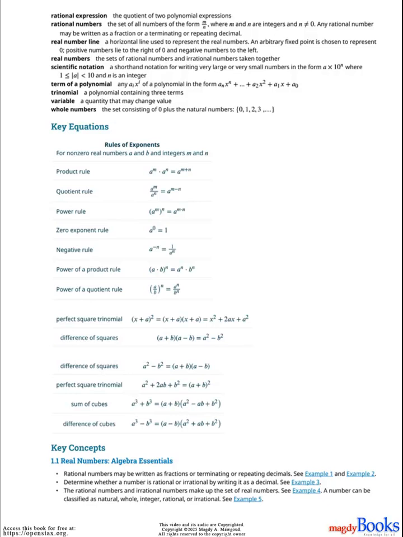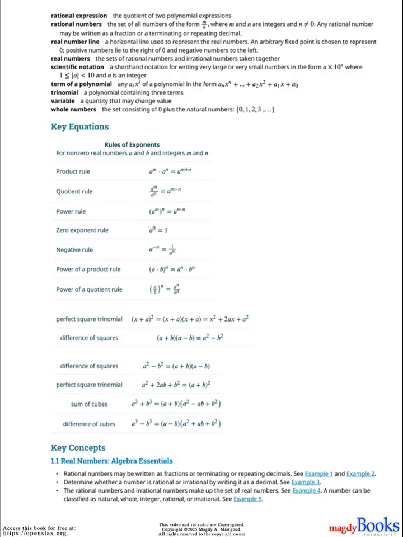Key concepts. 1.1. Real numbers. Algebra essentials. 1.1.1. Rational numbers may be written as fractions or terminating or repeating decimals. See Example 1 and Example 2. 1.1.2. Determine whether a number is rational or irrational by writing it as a decimal. See Example 3.